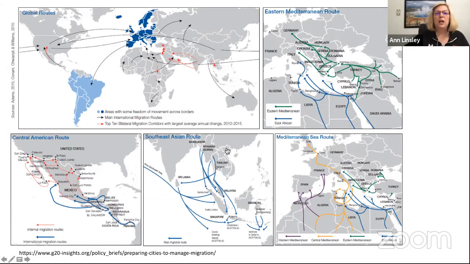You have other conflicts. Look at these migration flows in Southeast Asia. You're looking at issues that have to do with war, issues that have to do with jobs, working in Indonesia in the oil and gas industry, but also working in textile industries, pulling people in. All right, let's go on.